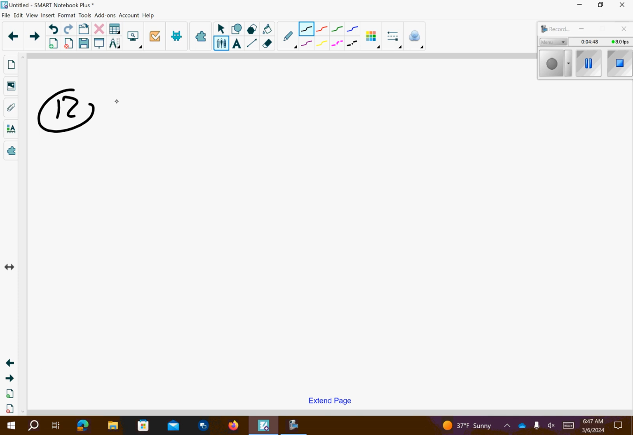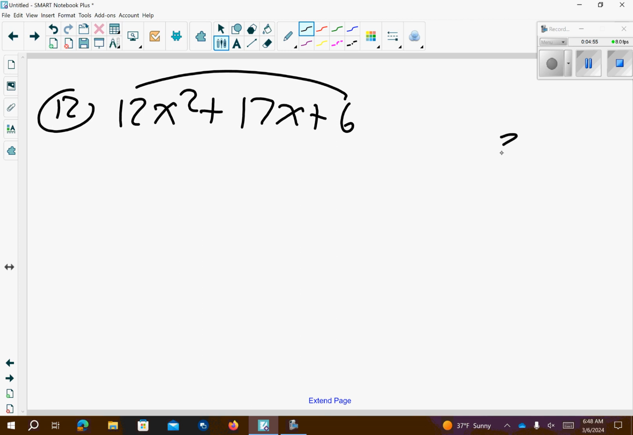Number 12, 12x squared plus 17x plus 6. Multiply those together. That's going to give me 72. So the factors of 72, and they're both being positive, that add up to 17 are 8 and 9. Don't forget the x's, plug those in the middle.